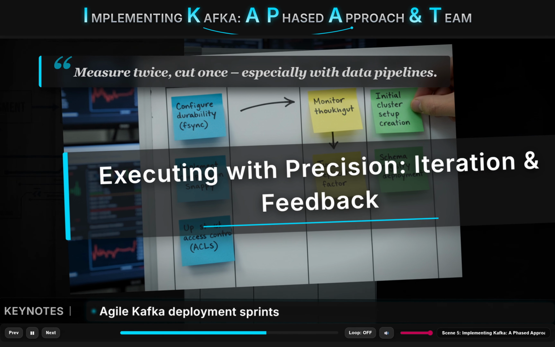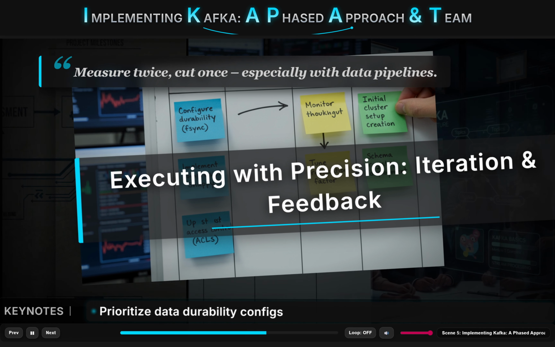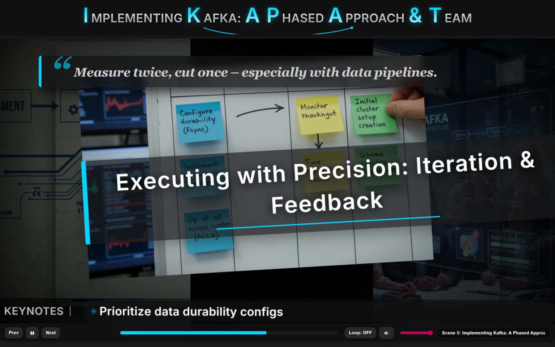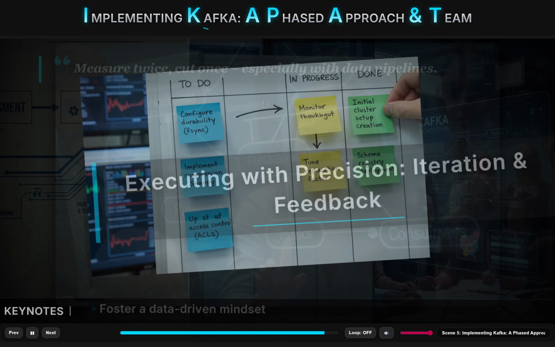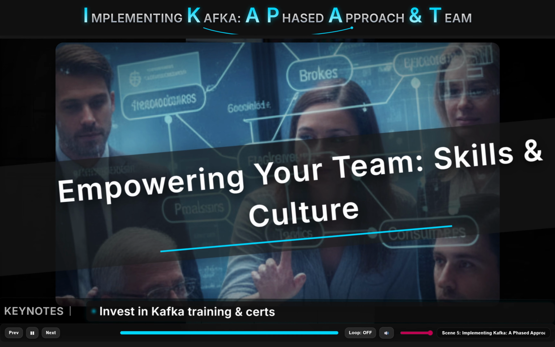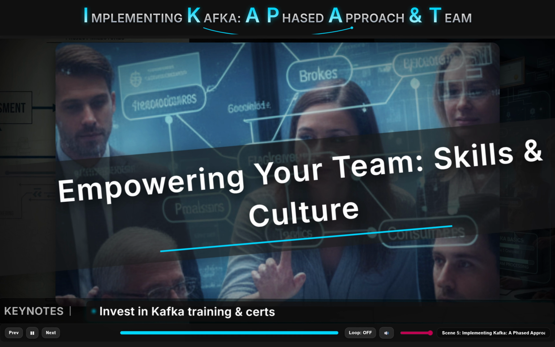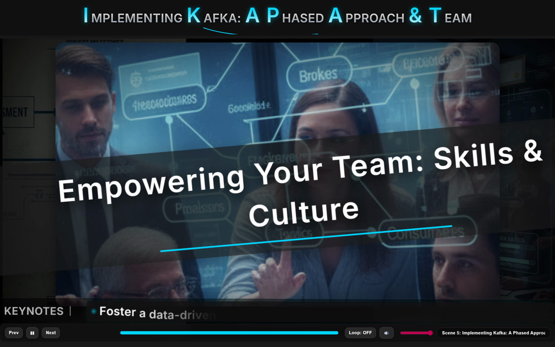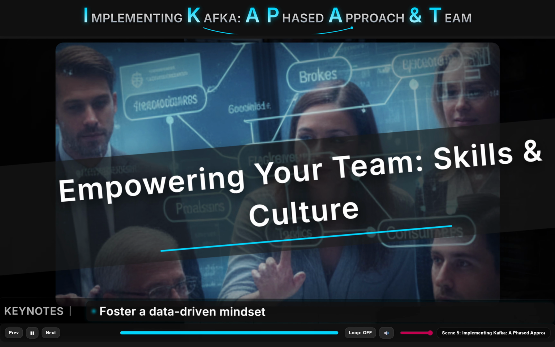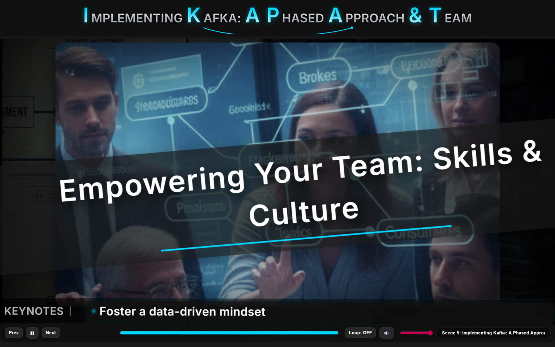But technology is only half the battle. The other half is our people. Ensuring team readiness and cultural alignment is paramount. This means investing heavily in Kafka training and certifications, empowering our engineers with the skills they need to not just use Kafka, but to master it. We need to foster a data-driven mindset across the team, shifting from reactive problem-solving to proactive, stream-oriented thinking. By creating shared ownership models, where everyone feels responsible for the health and performance of our data pipelines, we build a more resilient and collaborative environment.